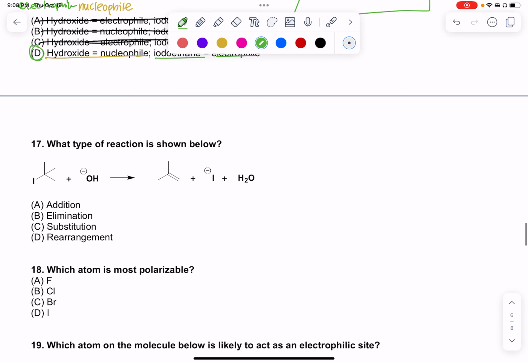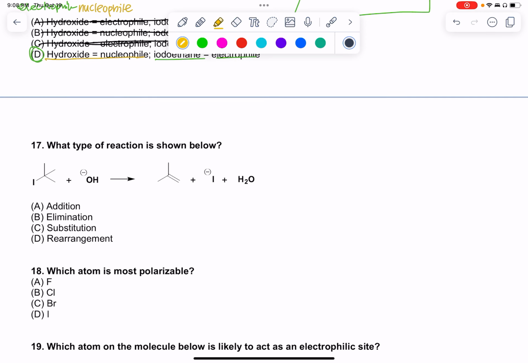All right, what type of reaction is shown below? Well, we've gained products here, and we've lost something on this organic molecule. Right here, the iodine has gone away. So this looks like it's an elimination. We've gained product and we've also eliminated iodine from our organic compound. I'm going to say B. B is the correct answer here.